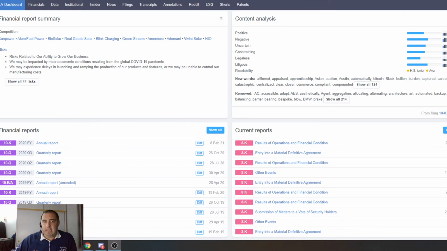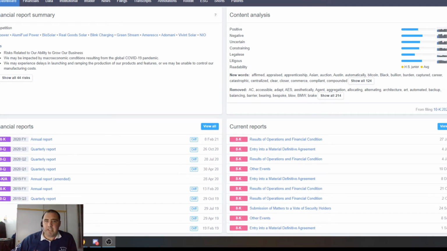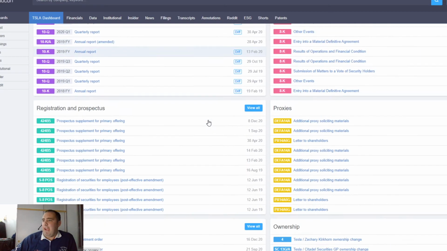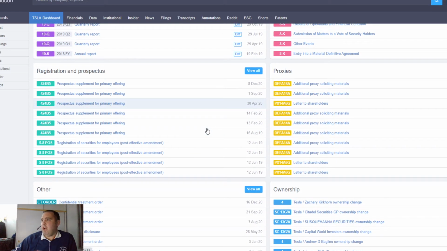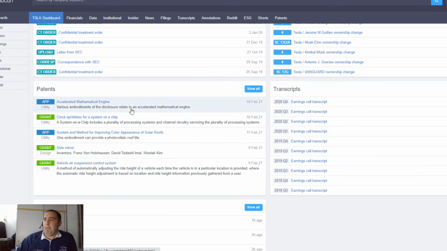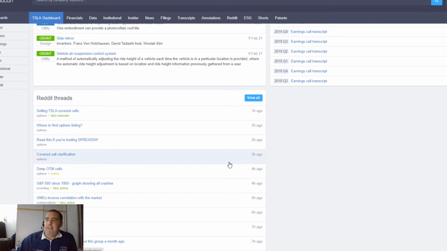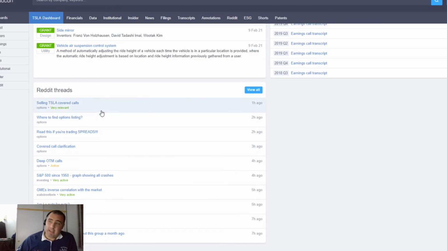Here, if you can see it, it will give you the positives and negatives. Then you have registrations, ownership, proxy, patents if they've got any, transcripts, and then what's even funnier, which I haven't put as a preferred tool, you've also got the Reddit threads as well. I'll direct link to that.